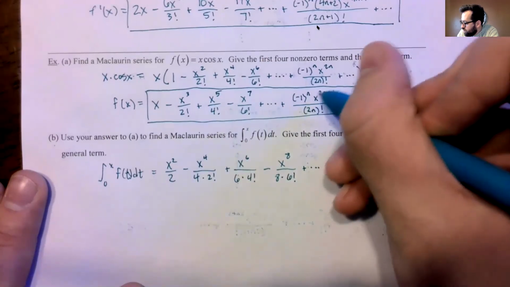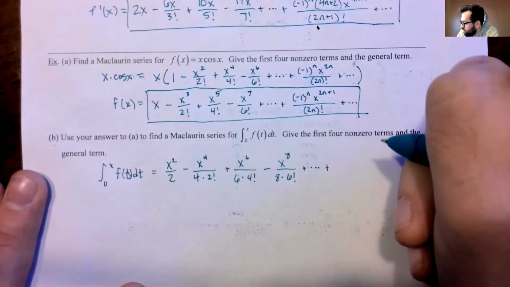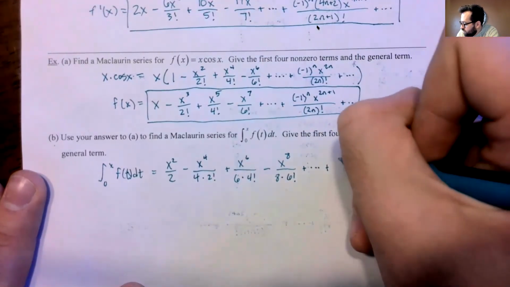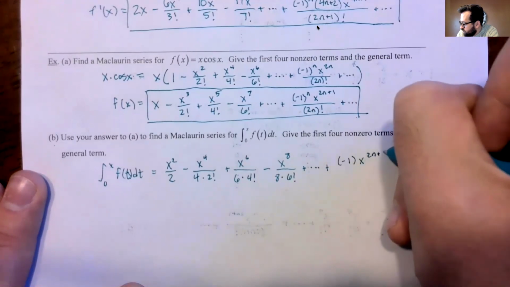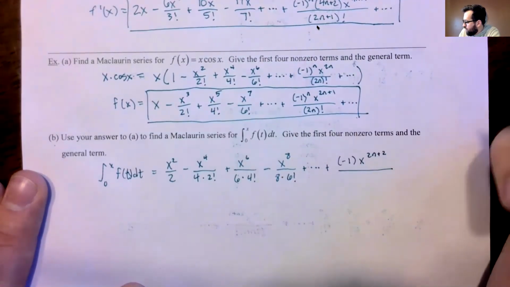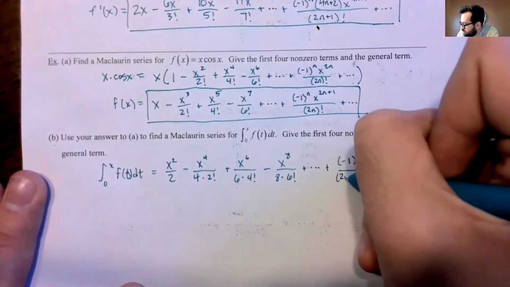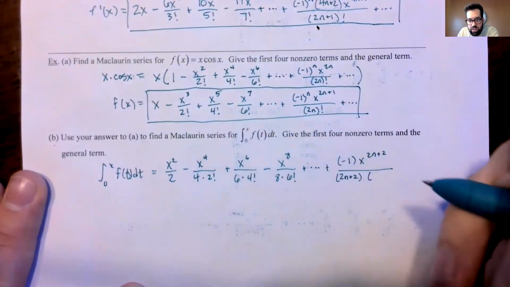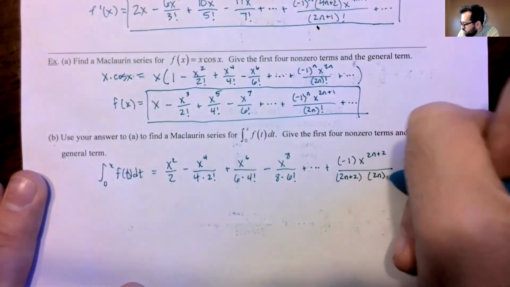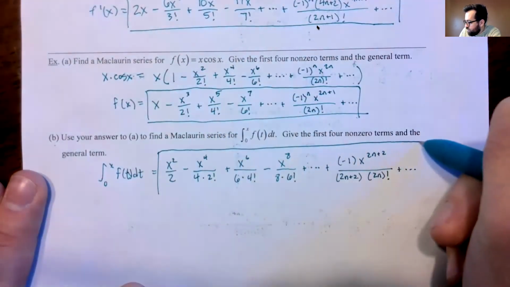So we're going to integrate this. It means we add 1 to the original exponent, so x to the 2n becomes x to the 2n plus 2. And on the bottom, we're going to have to multiply by the new exponent. So it's going to be multiplied by 2n plus 2 times the original denominator, 2n factorial. Okay. So that's it.